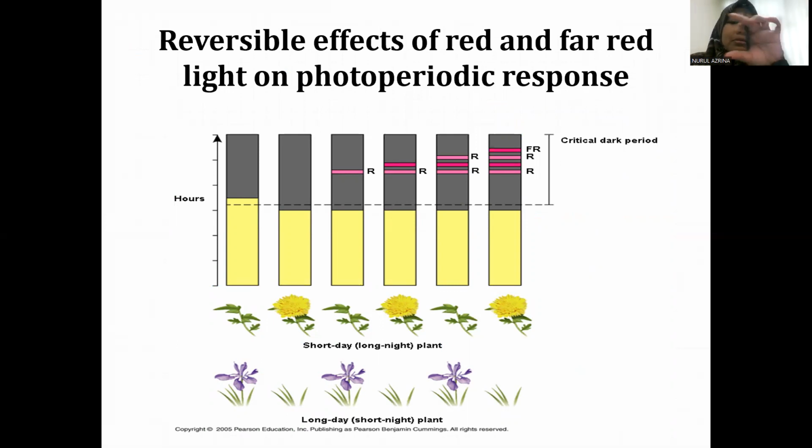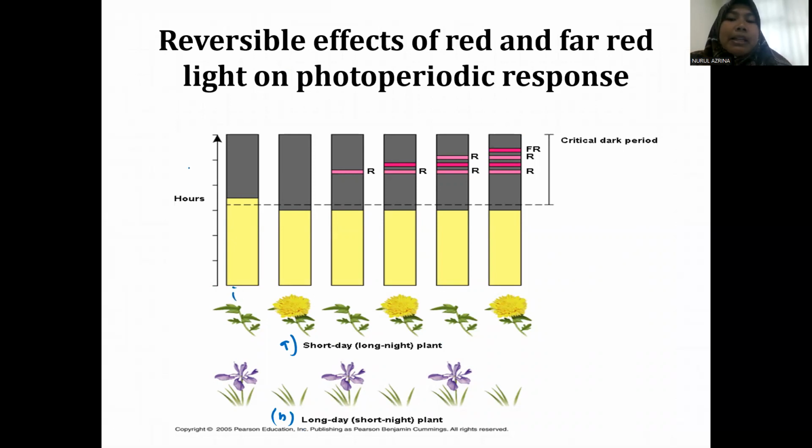One photoperiod and two different plants. The question will ask you, what is plant A, what is plant B, for example. So you have to identify the effect of the photoperiod on the plant. For example, experiment 1.